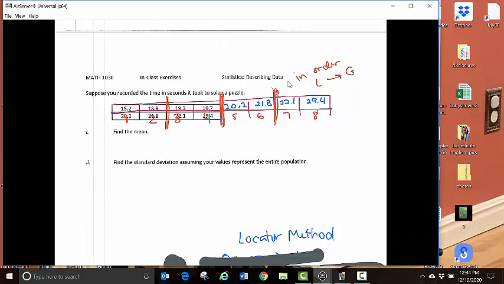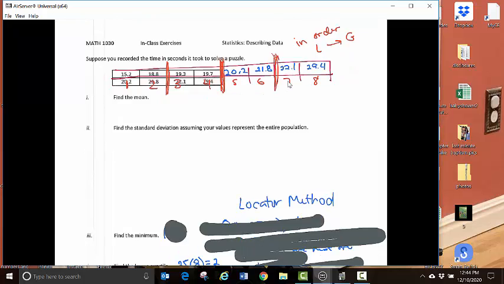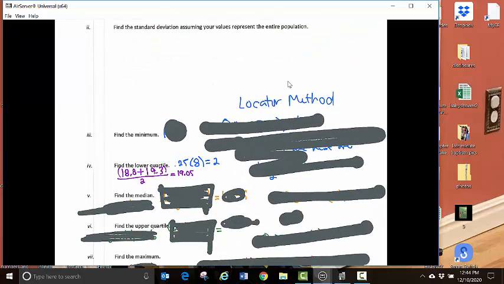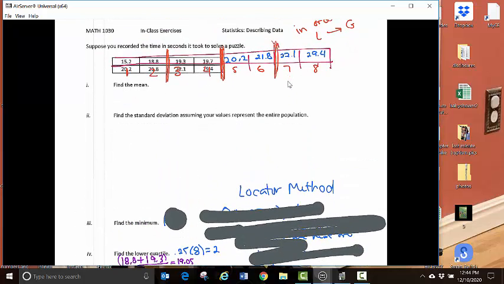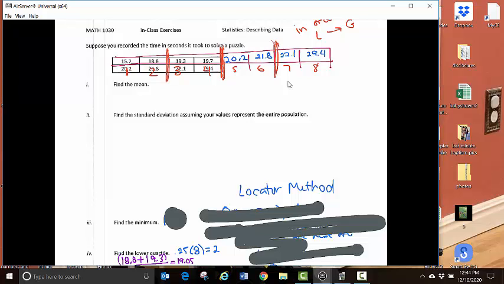Here's the locator method. Write this down. It is also in your book. At the beginning of every module, it says learning resources, and you click on it. It has a full textbook. Okay? I just haven't forced you to read it because of time. But feel free to go back and read that. Okay, here's the locator method. Find the minimum. Well, that's easy. The smallest number is 15.2.